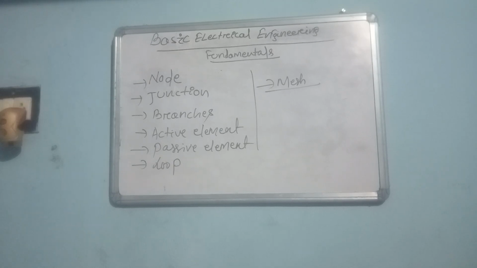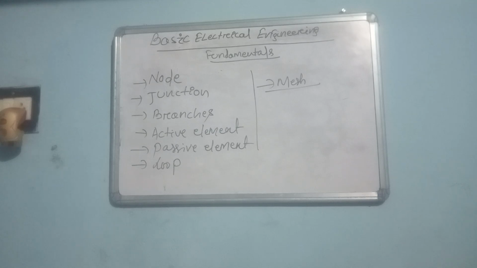So a node means where two or more currents meet. Branch currents meet at a point. A junction is where more than two, there may be 3 or 4 currents, meet at a point. Between two nodes we have a branch. Active element means the element has an energy source. For example, a voltage source and a current source have energy sources, so they are called active elements.